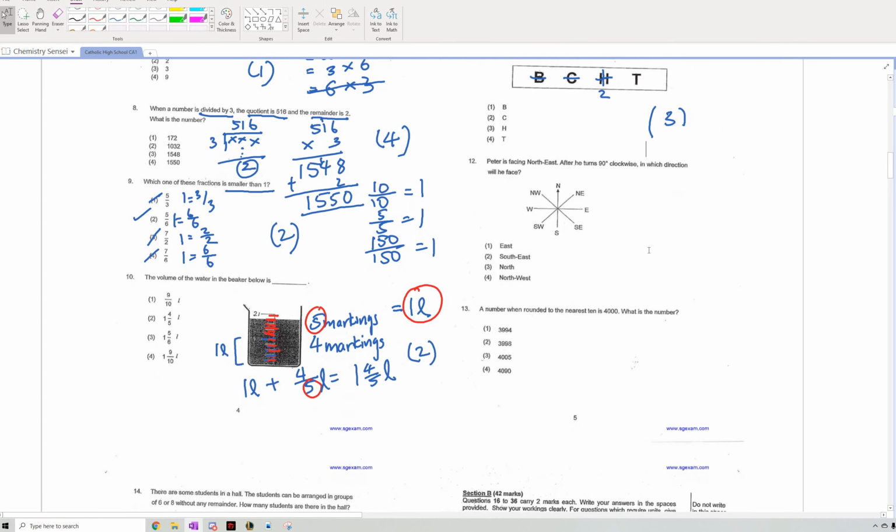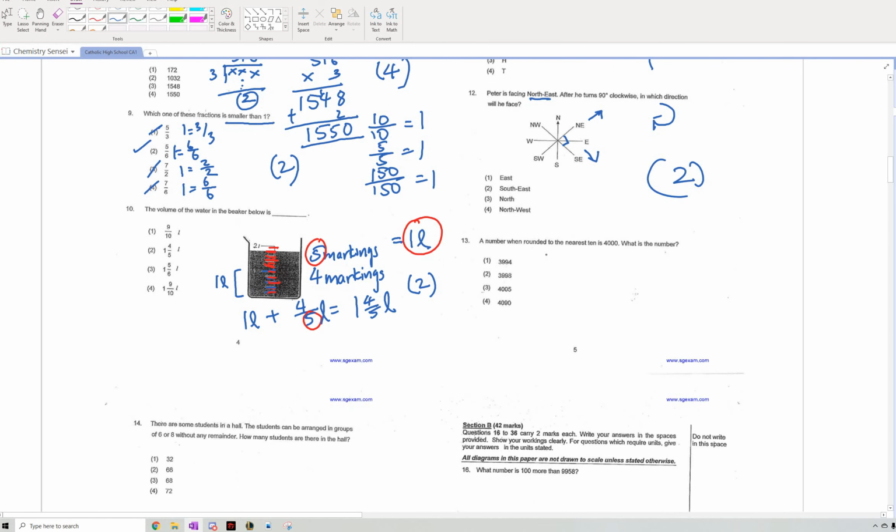Question 12. Peter is facing northeast. So Peter is looking over here. After he turned 90 degrees clockwise, so clockwise is in the direction of a clock. It goes like this. So when he moved 90 degrees, it is this much. It's a right angle. He will be facing southeast. So the correct answer is option 2.